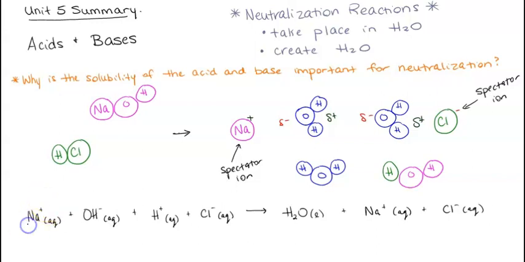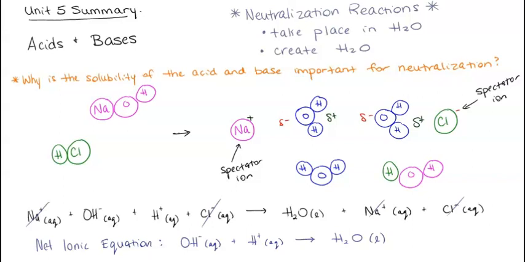So if we get rid of the sodium and the chloride, what we're left with are the ions that combine in a new state. So in this case, we have hydroxide and hydrogen combining to make liquid water.